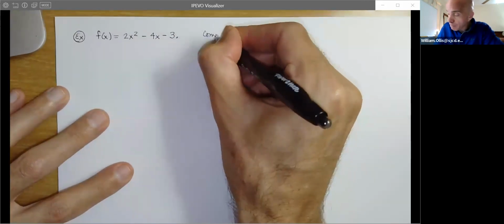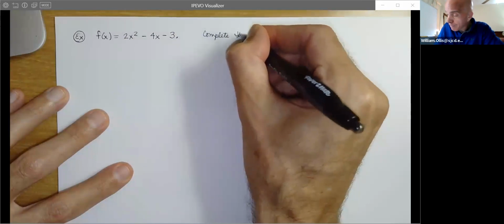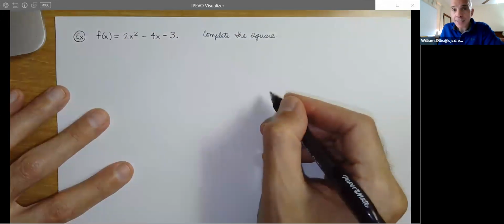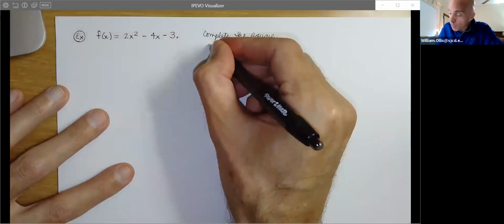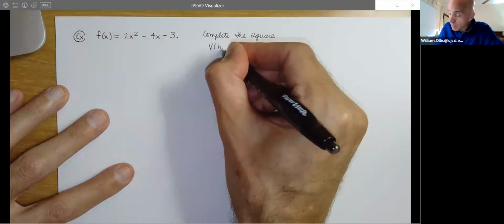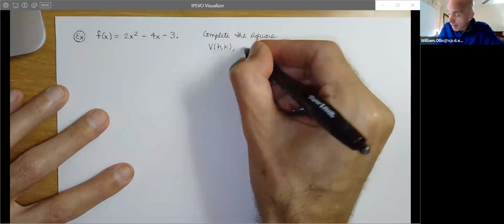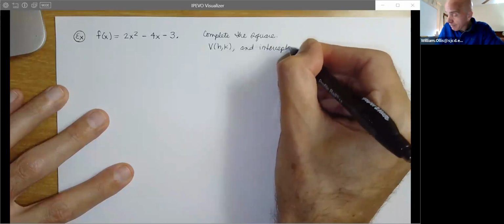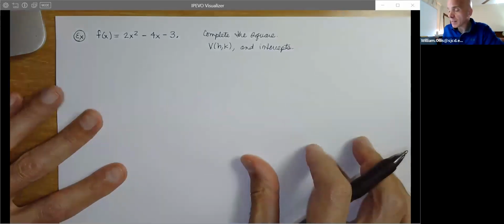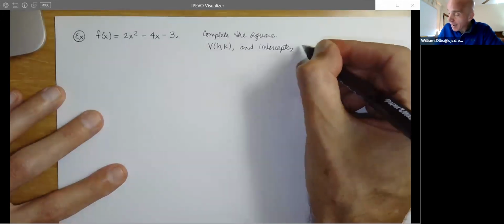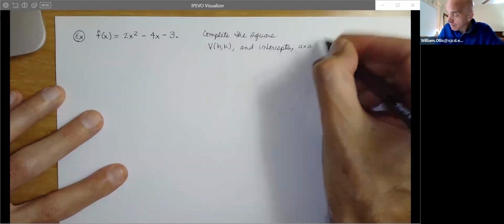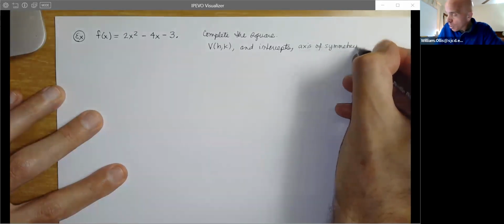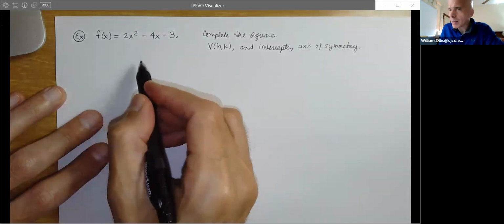Complete the square. So that would be the second standard form. Vertex, let's compute the vertex, and intercepts, x and y. So let's understand this function. And then, of course, if you like, axis of symmetry.